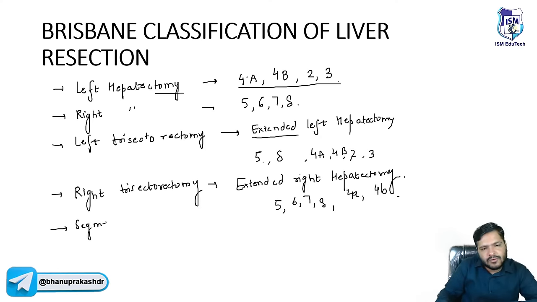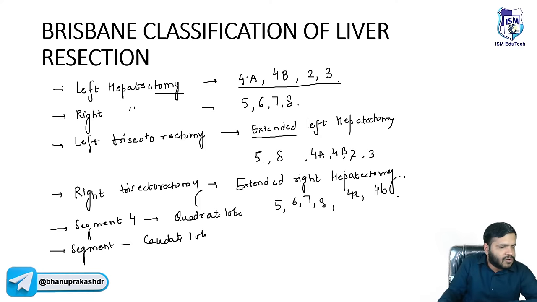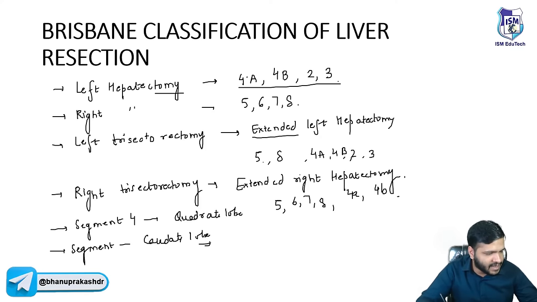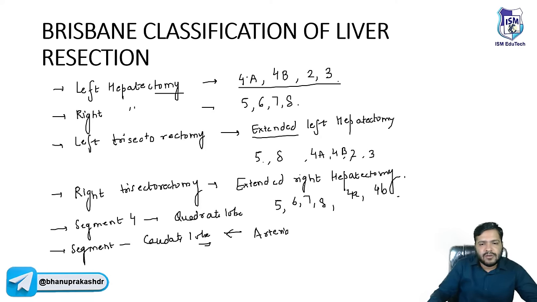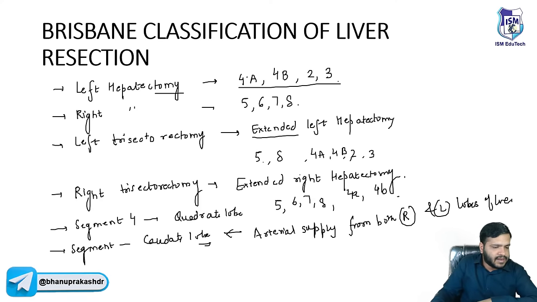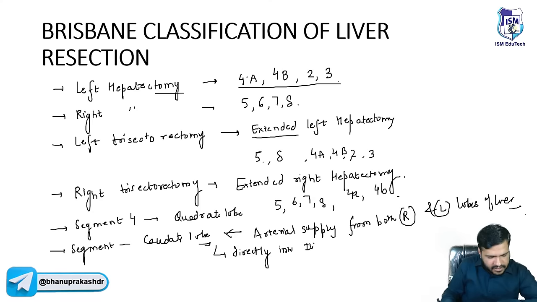It is segment 4. Segment 4 basically, beta, you will see the quadrate lobe. And segment 1, you will see the caudate lobe. I even don't need to tell you this, already we have discussed the caudate lobe. It is basically the independent segment. So remember beta, the caudate lobe is having arterial supply from both right and left lobes of the liver. It is an independent segment. Venous drainage, beta, you have to remember it is directly into the inferior vena cava.